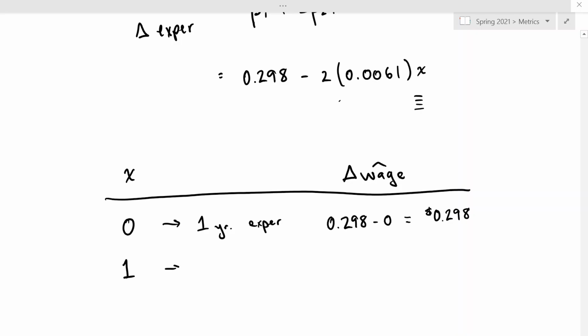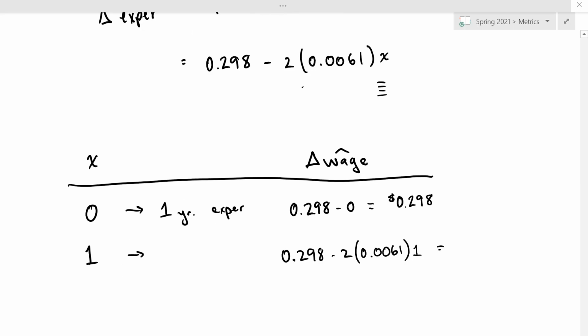Now x is equal to 1. So we're now moving from 1 to 2 years. And at 1, we get 0.298 minus 2 times 0.0061 times 1. Calculate that out. That's going to give us approximately 17 cents.